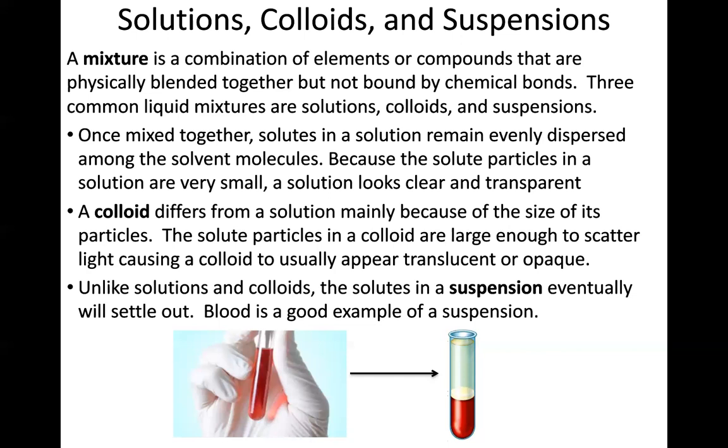Now, unlike solutions and colloids, the solutes in a suspension are so large that eventually they'll settle out. Your blood is a good example of a suspension. Looking at the bottom of the page, we can show what can happen to blood if left in a test tube, or if run through a special machine called a centrifuge that spins really fast. The red blood cells, which are the most dense component in our blood, filter down to the bottom, because they're the heaviest as far as density goes.